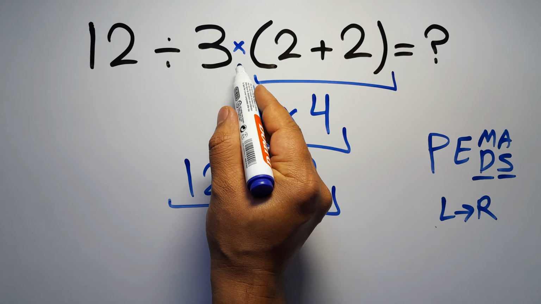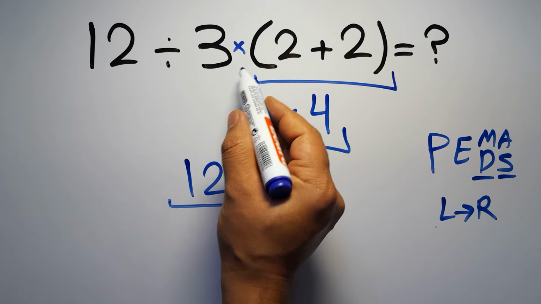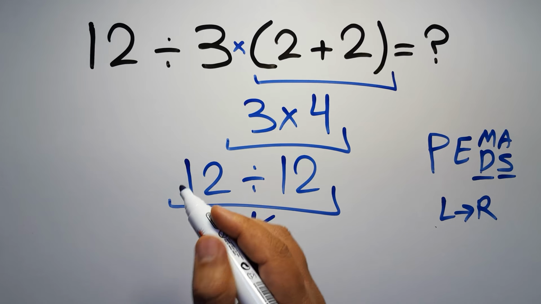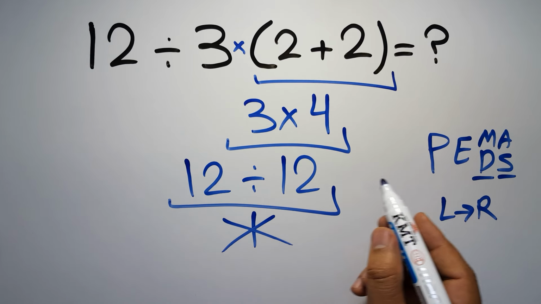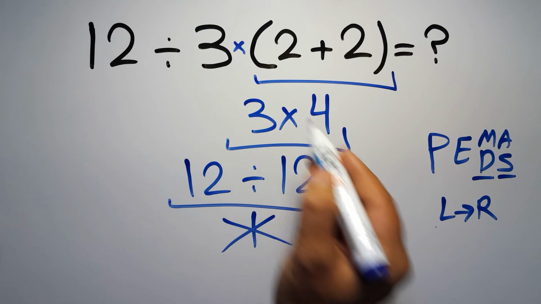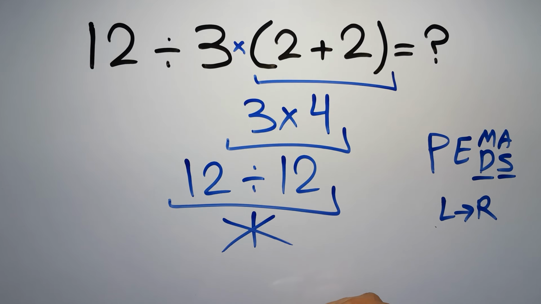Here we have a multiplication, because in mathematics, when a number is placed next to parentheses, it means multiplication. And we usually don't write the multiplication sign for brevity. Okay, so according to the PEMDAS, first we have to do this parenthesis, then this division, and finally this multiplication. If we do this multiplication before this division, it is wrong.